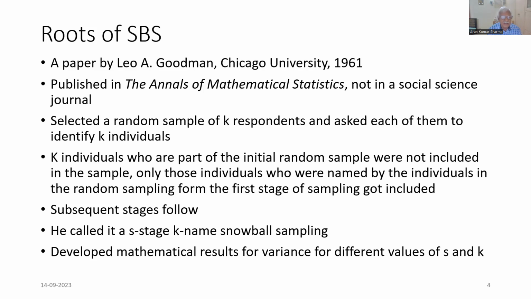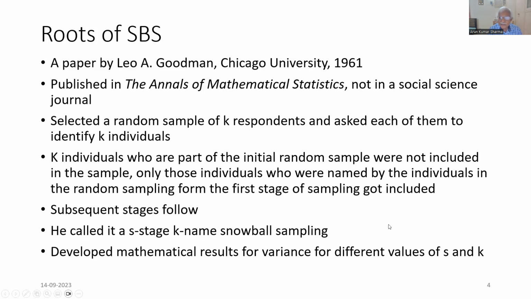or size of the structure. Only those individuals who were named by the individuals in the random sampling from the first stage of sampling got included. Subsequent stages followed. He called it an S stage, K name snowball sampling, and developed mathematical results for variance of different values of S and K.